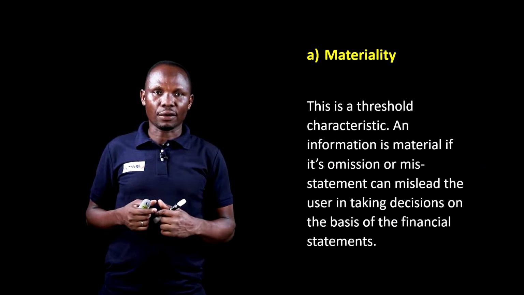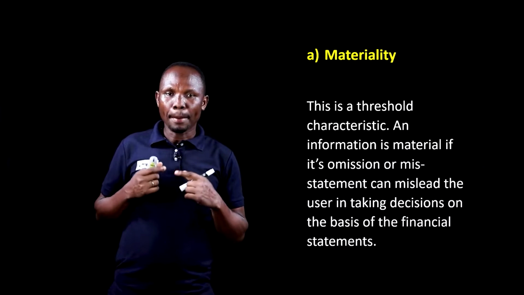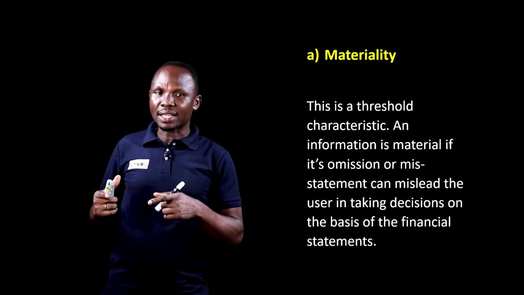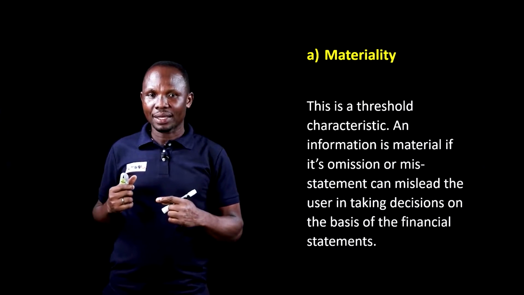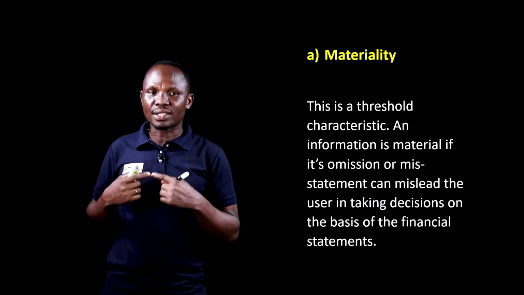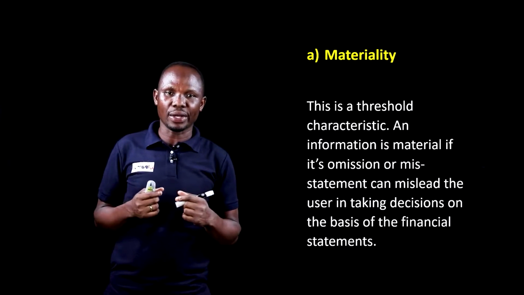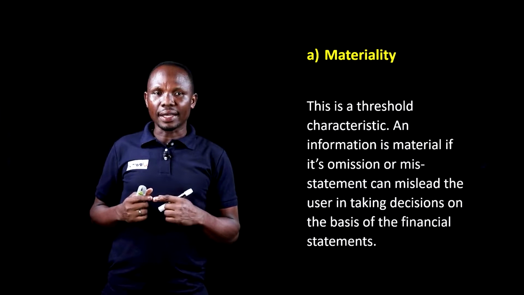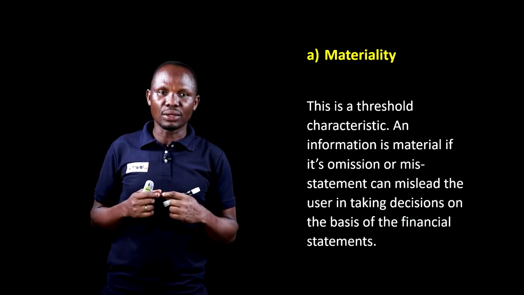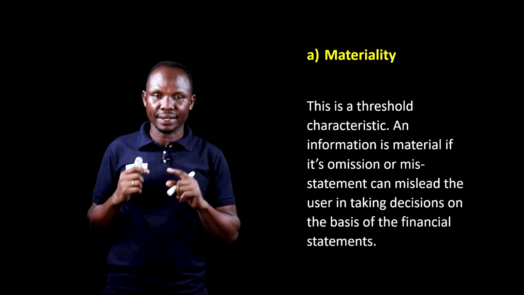One of the qualitative characteristics of accounting information is materiality. Materiality is a threshold characteristic. It means that if an information does not pass the test of materiality, then we don't consider it again. An information is said to be material if its omission or misstatement can mislead the user in taking decisions on the basis of the financial statement.